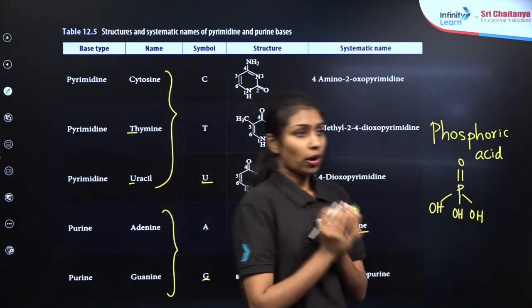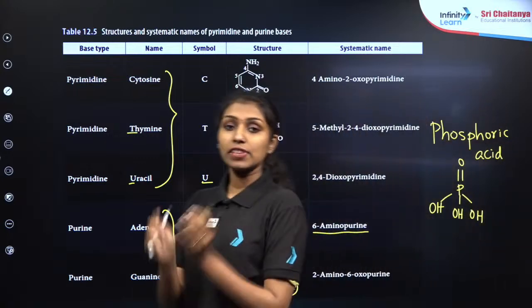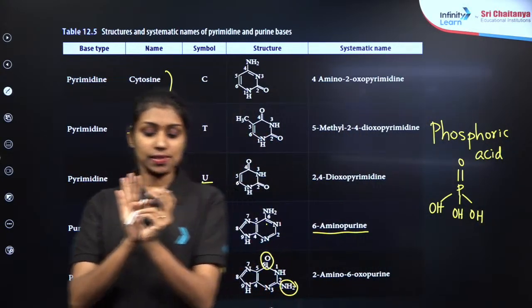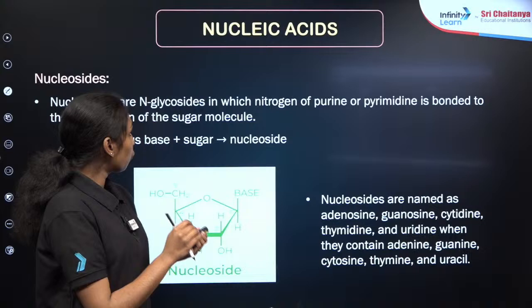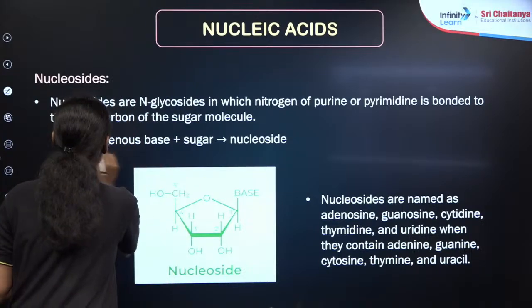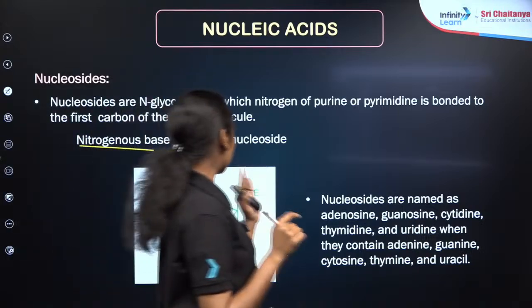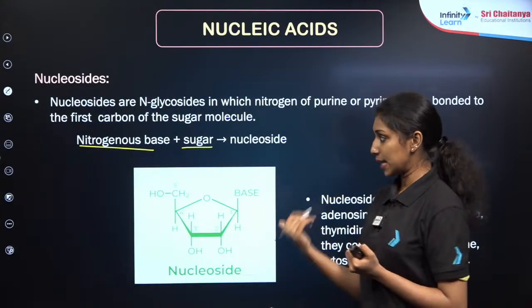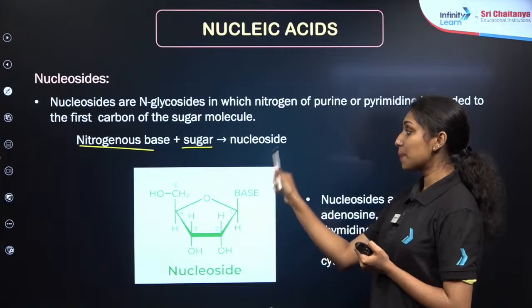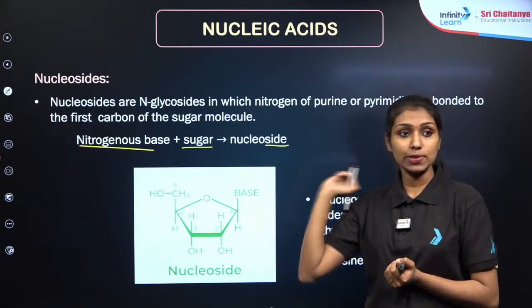So before going to discuss the nucleotides, there is one more term, the nucleosides. In the case of a nucleic acid, if it contains nitrogen base and sugar only, then it is termed a nucleoside. If it contains nitrogenous base and sugar only, then it is termed a nucleoside. Clear? Nucleoside.